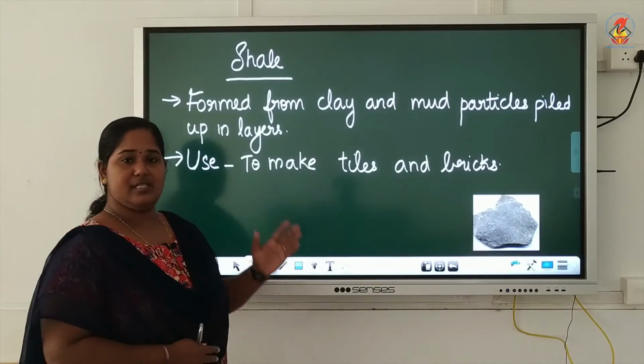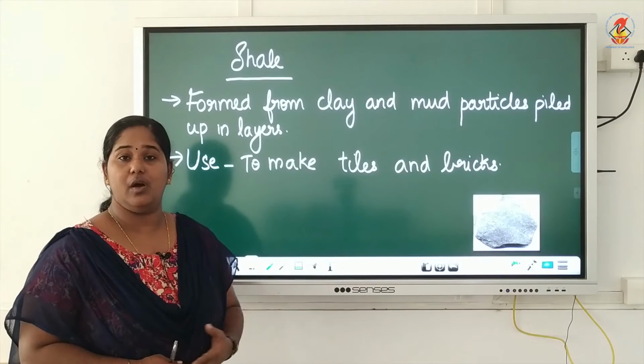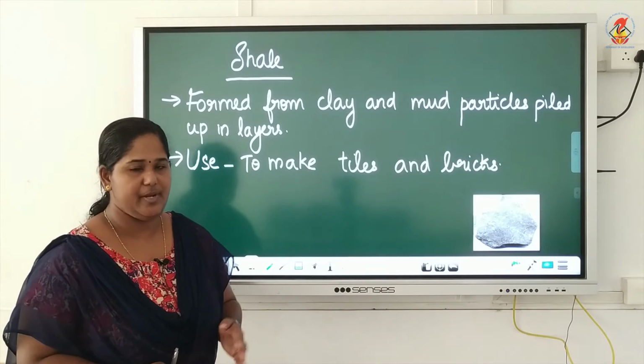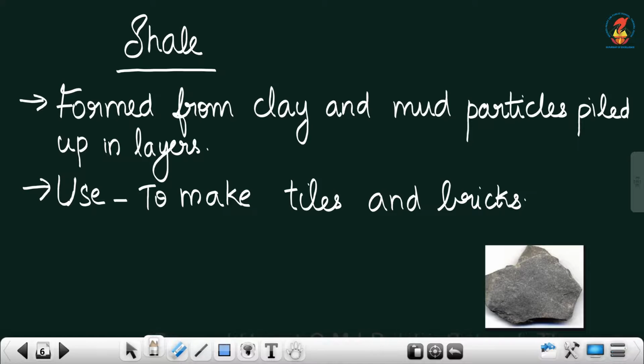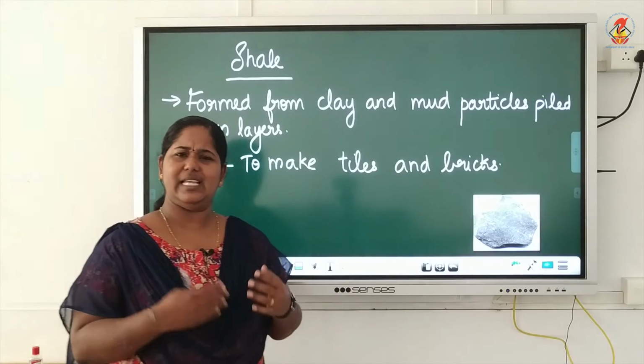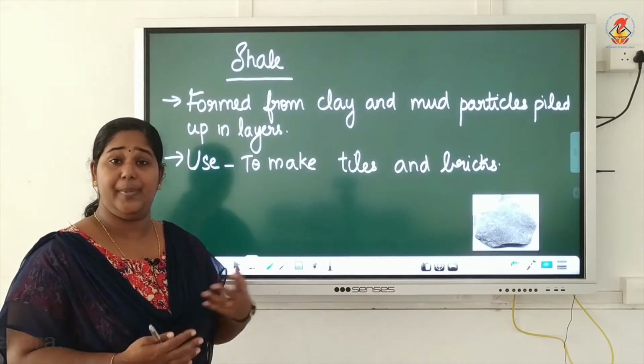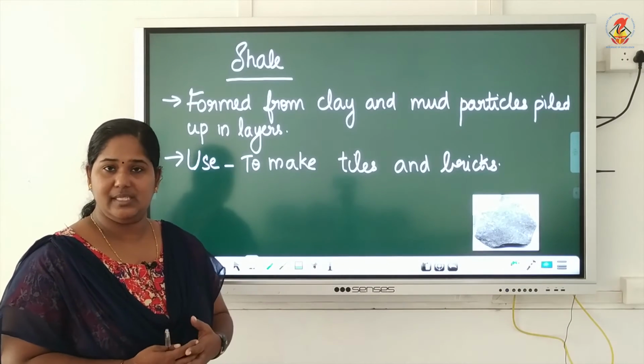Next type is shale. The next type of rock is shale. Which rock? Sedimentary rock. Shale is formed from clay and mud. Clay and mud, it does not make that rock very strong, isn't it? It breaks faster. Okay? It is used to make tiles and bricks.